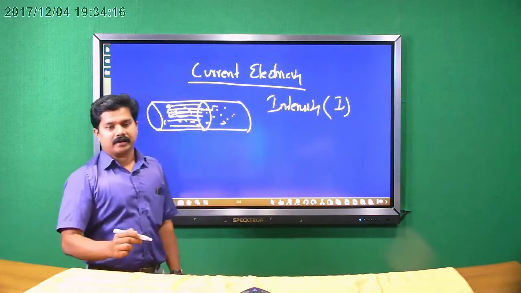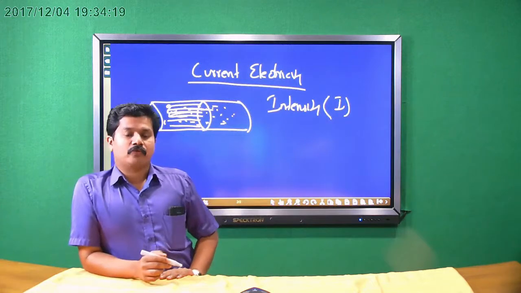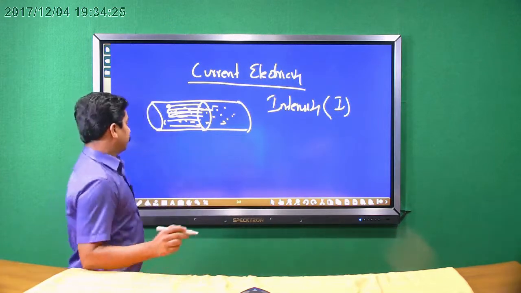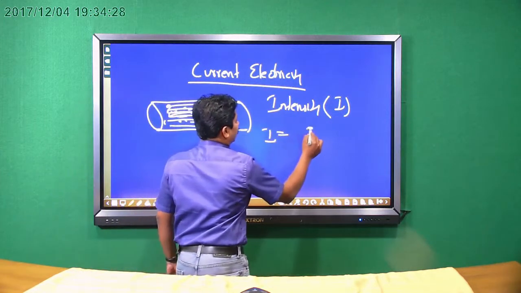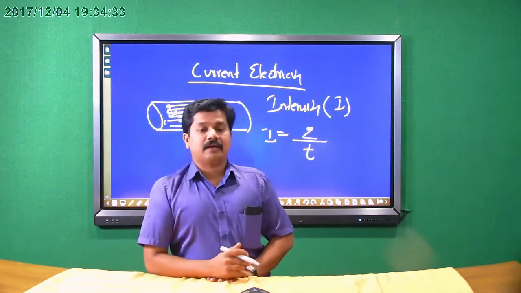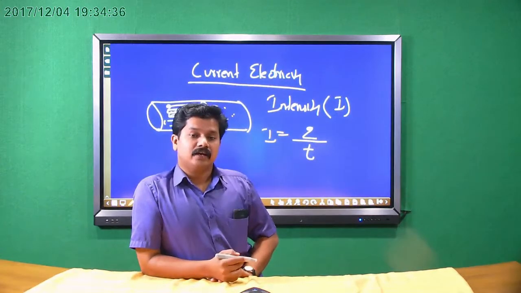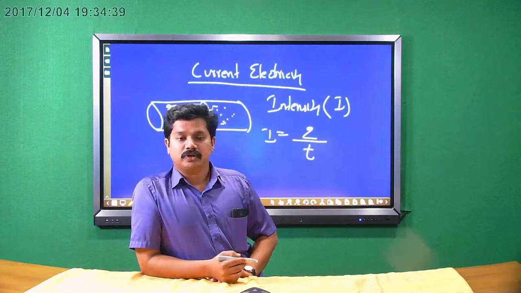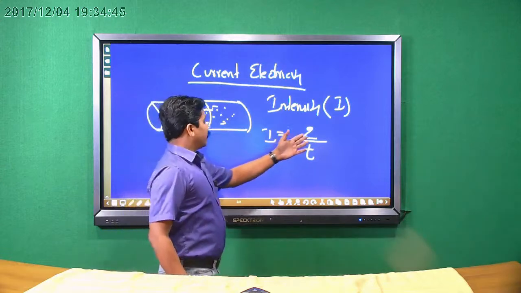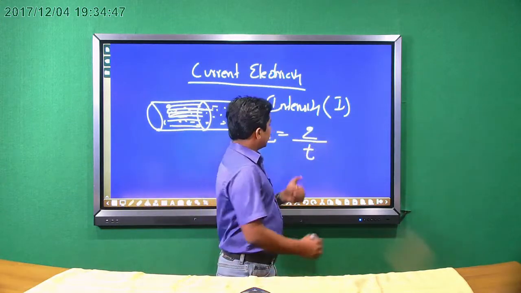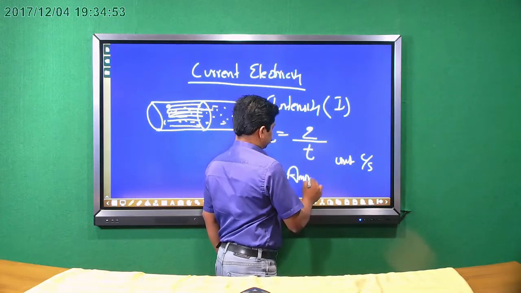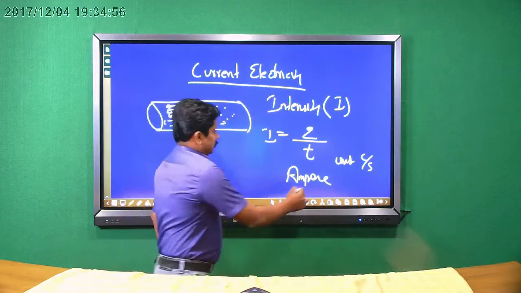Intensity of the electric current, I, means the total amount of the charge flowing through any cross section of the conductor in unit time. That is, we can say I equals the total amount of the charge Q by the total time taken to flow through it. That is what is called intensity of electric current. The unit of charge is coulomb and time is second, so the unit will be coulomb per second or ampere. Symbol A.